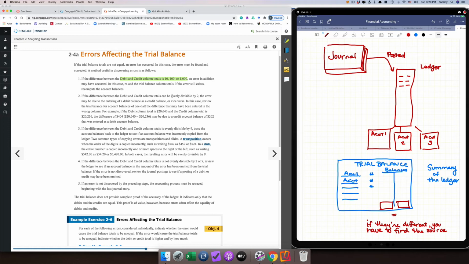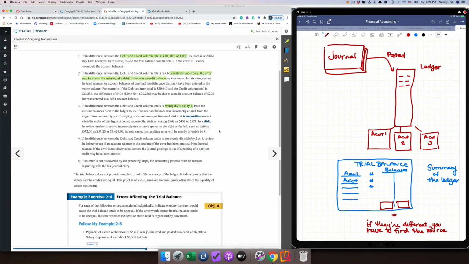If the difference can be divided by 2, then probably you misapplied a debit or a credit. If it's easily divisible by 9, that often results literally from a data entry error where you didn't copy things right. And if it is not easily divisible by 2 or 9, that's when you've got to start really working hard to find the error.